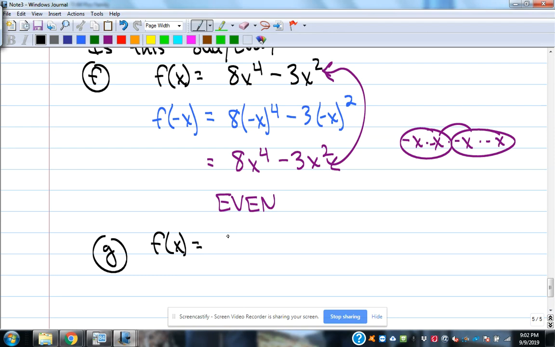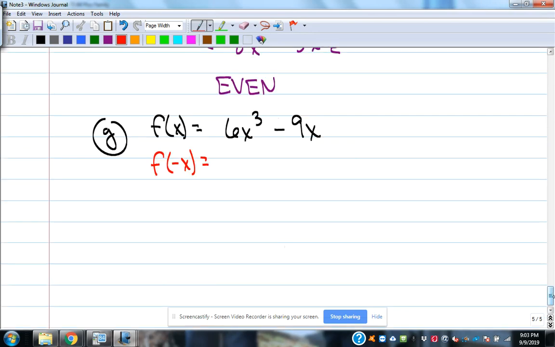F of x is equal to 6x to the third minus 9x. We want to decide odd, even, or neither. So we're going to plug in negative x. Same rule. Same test. Same everything. 6 times negative x to the third power, minus 9 times negative x. Well, when I take negative x to the third power, what do I get back? A negative x cubed. So that's going to be negative 6x cubed.